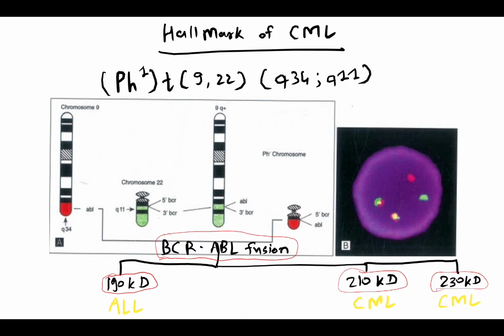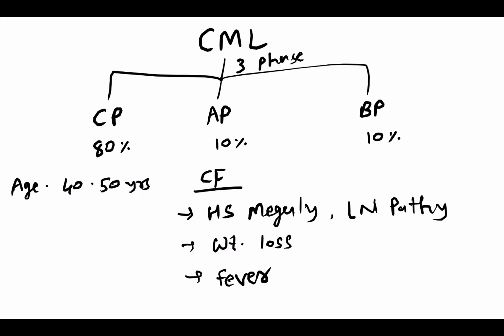As the molecular weight is less, 190 is seen in ALL, while 210 kilodalton is seen in CML and 230 is seen in CML with megakaryocytosis or neutrophilic. And here's the significance: this BCR-ABL fusion gene has a good prognosis for CML, while bad prognosis for ALL. We will discuss the CML.